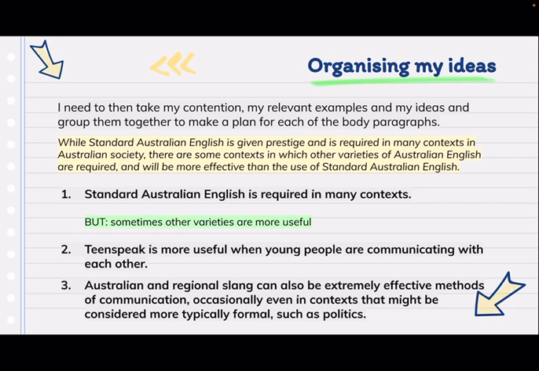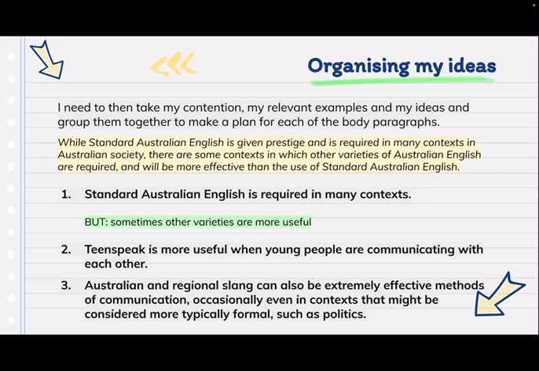So I've dot pointed 1, 2, 3, my 3 main ideas. The first one is standard Australian English is required in many contexts. Does that relate to my contention? Yes, because the first part of it is that it's given prestige and is required in many contexts. Perfect. The second part of my contention is that sometimes other varieties are more useful.